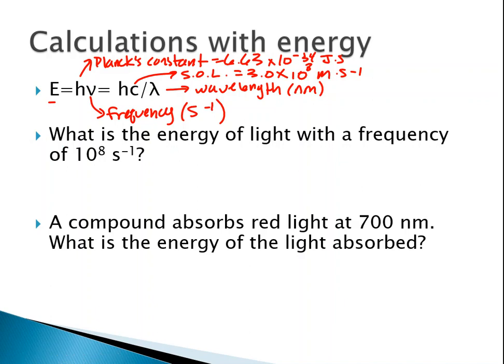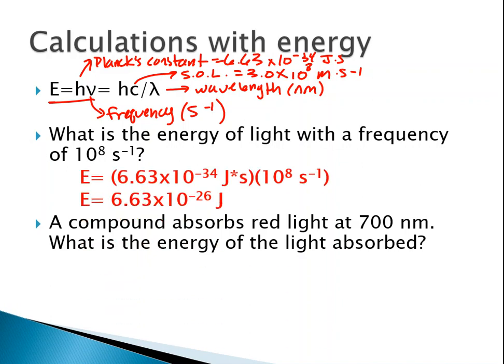So take a look at this first problem, pause the video, and see if you can work it out. All right, so in this case, we're given a frequency. So I'm going to be using the very first portion of this equation, E equals h nu. That, by the way, is not the letter V, it's the Greek letter nu. So all I have to do is plug into my equation, Planck's constant times frequency. You can see here that seconds cancel, and I'm left with 6.63 times 10 to the negative 26th joules.